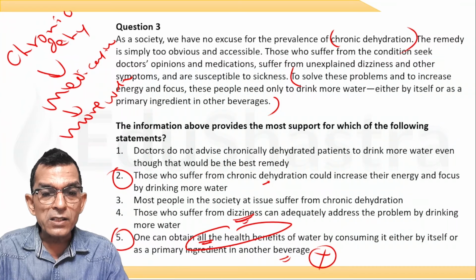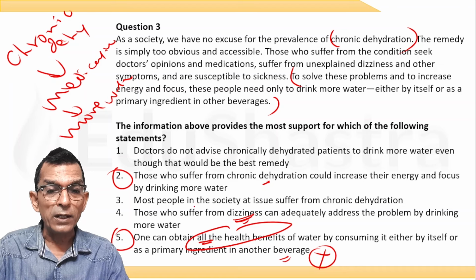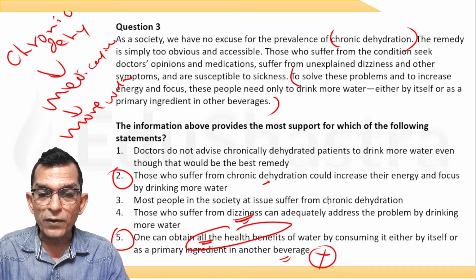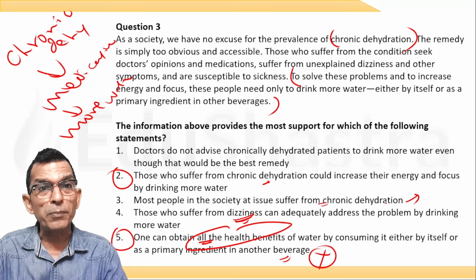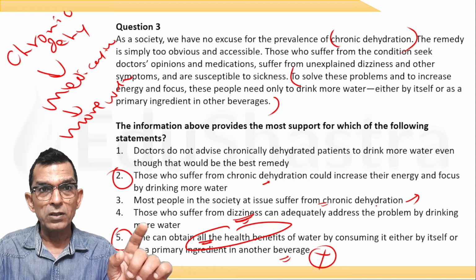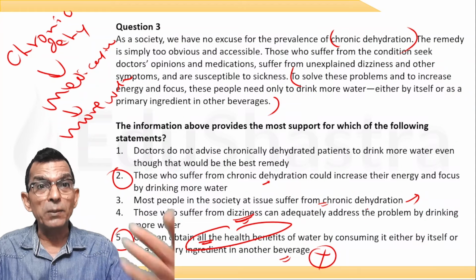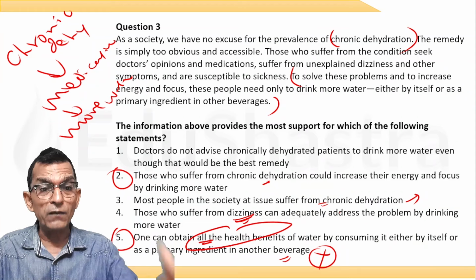Dizziness is the only thing talked about in the fourth one. Most people in society at issue suffer from chronic dehydration. The main focus of the passage is not that. This is the premise given. This is not the conclusion. I don't want the premise rewritten. I want an inference drawn.